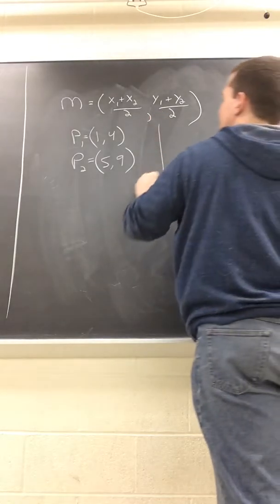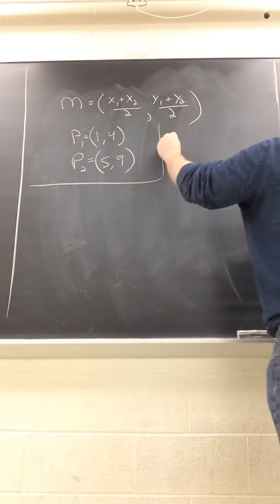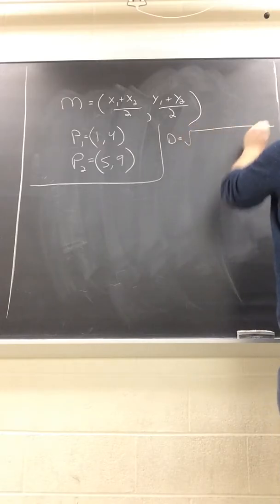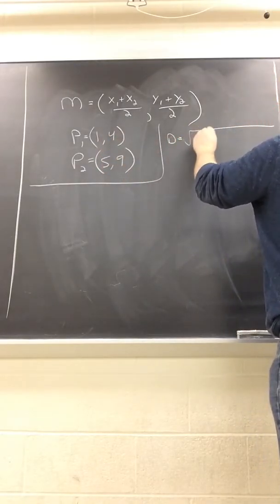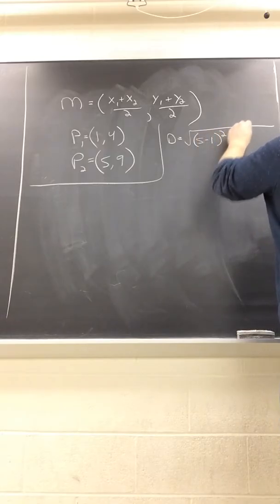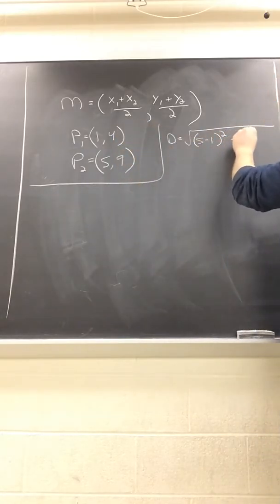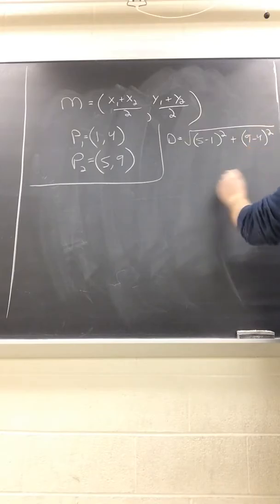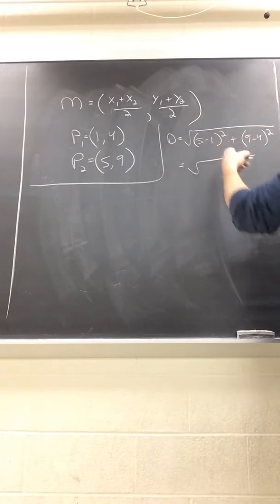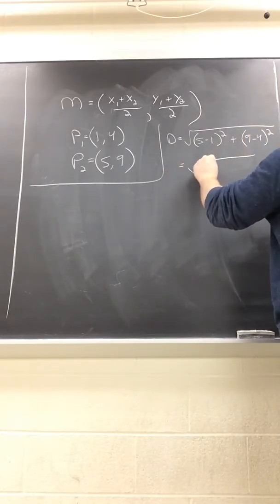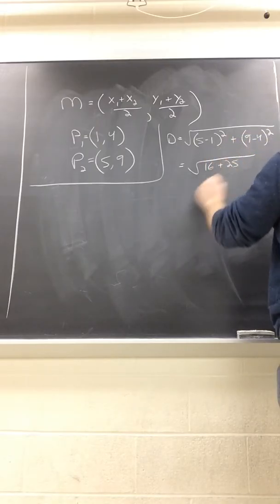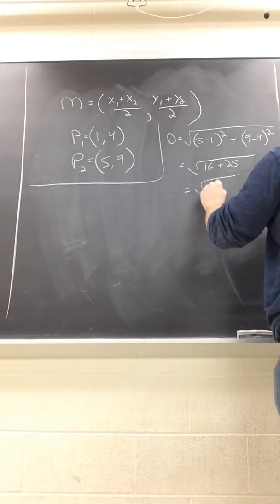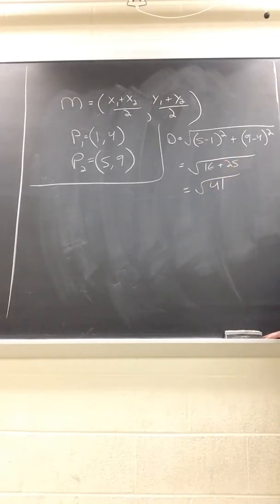To find the distance, we'll use the distance formula. So the distance is equal to the square root of the change in the x's, 5 minus 1 squared, plus the change in the y's, 9 minus 4 squared. 5 minus 1 is 4, 4 squared is 16. 9 minus 4 is 5, 5 squared is 25. 16 plus 25 is 41. So the distance is the square root of 41.